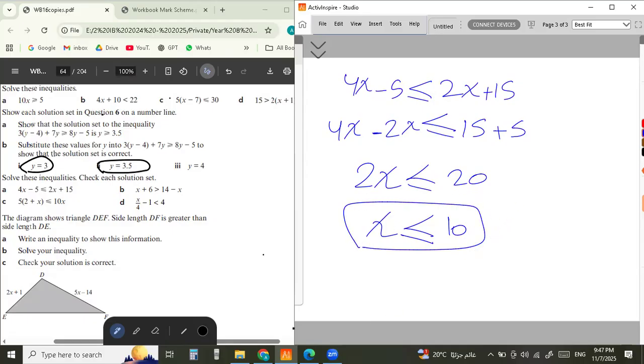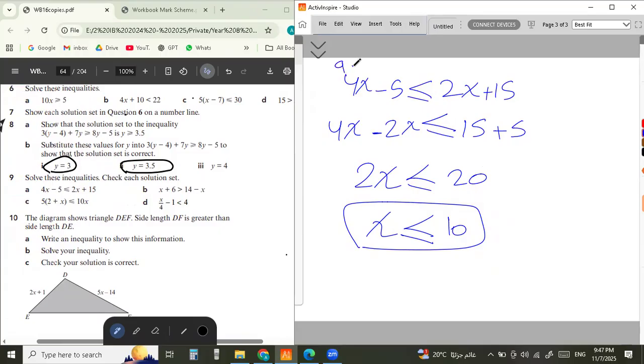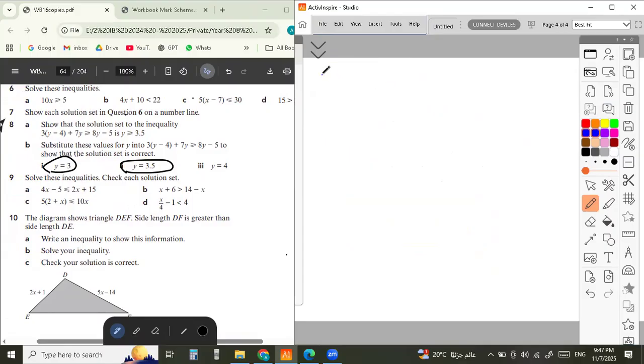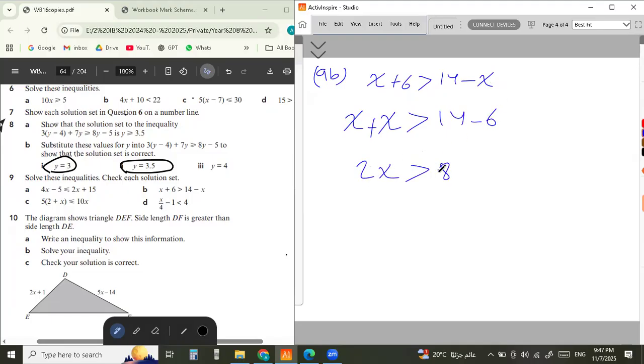That's the solution of the first, which is question what? 9. This is question 9a. 9b, x plus 6 is greater than 14 minus x. Get the x's together, so negative x comes there, positive x is greater than 14, but positive 6 comes there, negative 6. So 2x is greater than 8, so x is greater than 4.